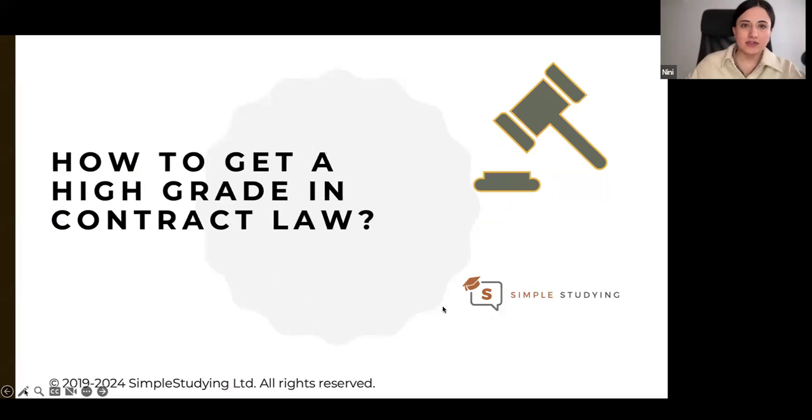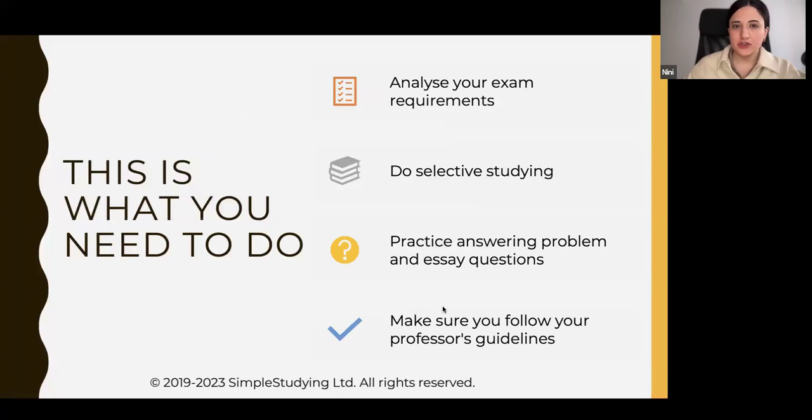How to get a high grade in contract law. This is what you need to do. First of all, you need to analyze your exam requirements. You have to do selective studying, practice answering problem and essay questions, and make sure you follow professor's guidelines. So what does it mean?